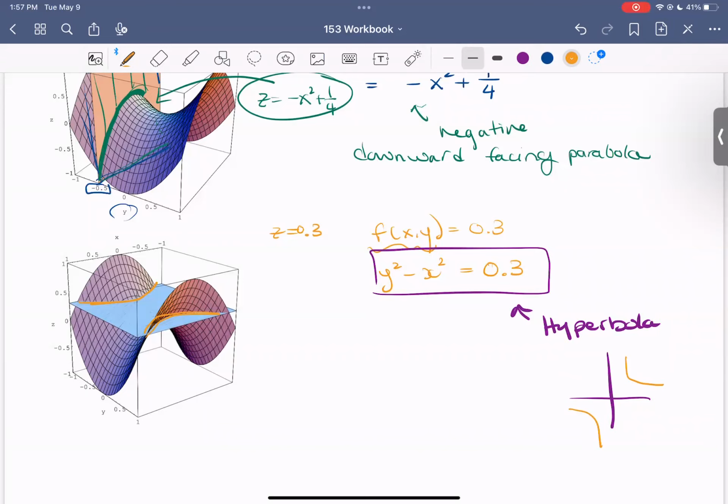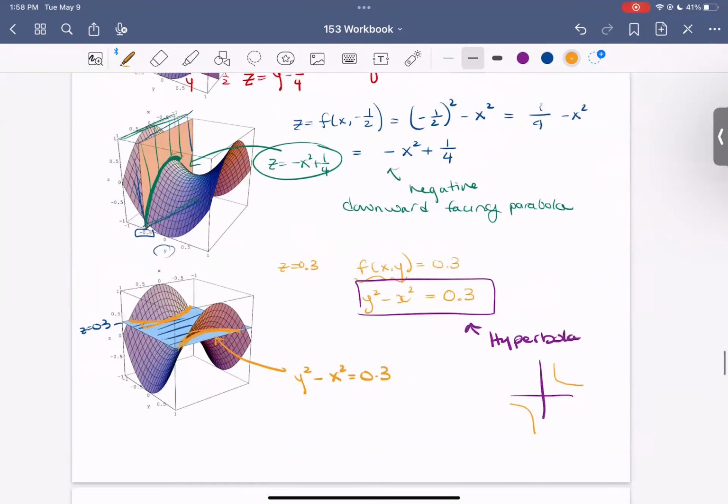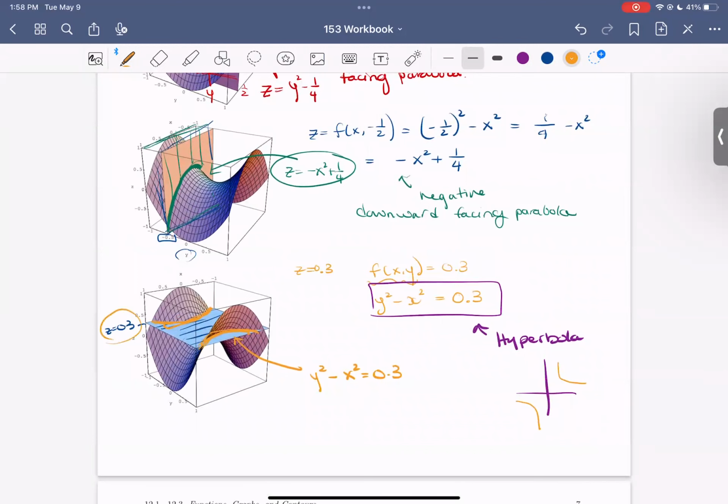And so here we see that shape appearing. There we have both sides of that slice. So that equation is y squared minus x squared equals 0.3. And here too, we can see that what we've done is taken our graph of f and intersected it with this plane that's flat at z equals 0.3. And so those orange curves that we get, those are called contours or level curves because they're all level at z equals 0.3.